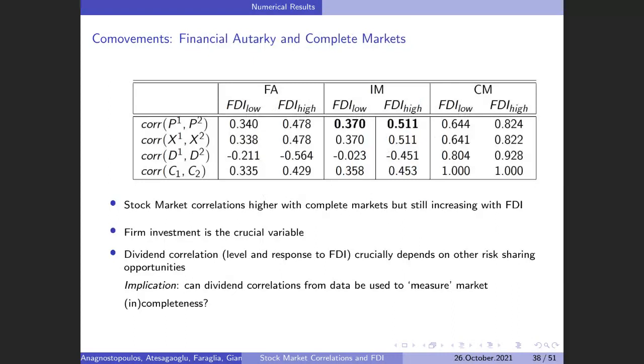financial autarky and complete markets models? In each of them, the effect of FDI is always positive. Here we explain 14 percentage points in correlations. In the FA model, the financial autarky model, the increase is again around 14 percentage points. In the complete market model, the increase in the correlations is more than 14 percentage points, like 18 maybe.